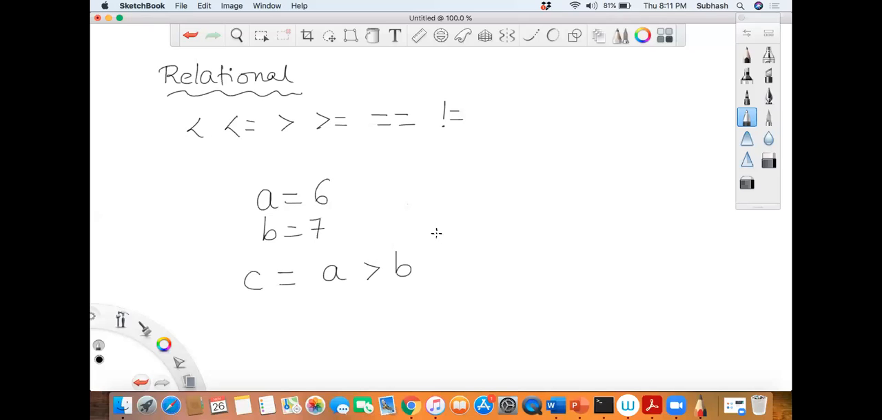Did you guys understand arithmetic operators, plus, minus, and all that? Did you understand? Yes, no, everyone? Cool. Now let me go to relational operators. How do you read this? Tell me, how do you read this?